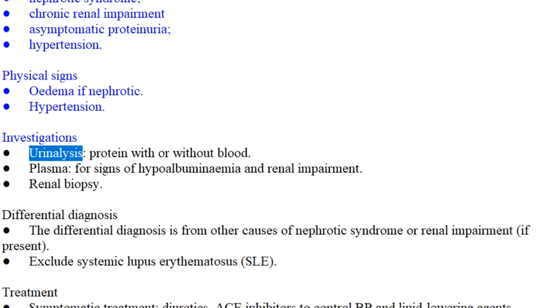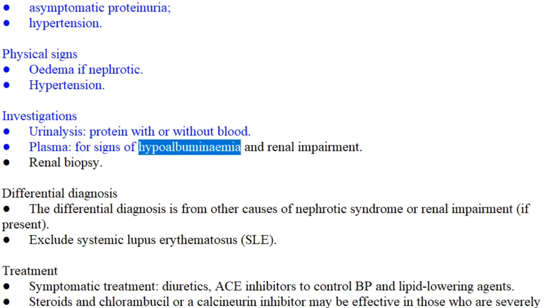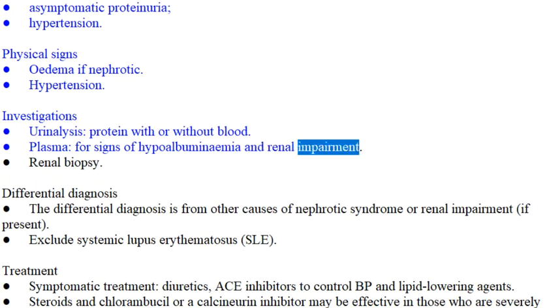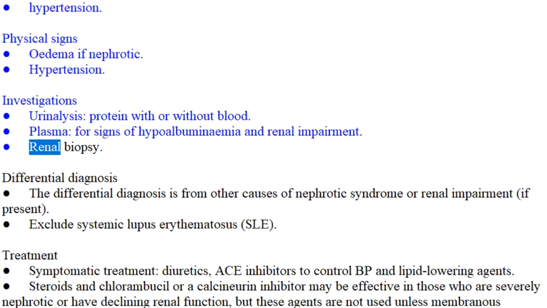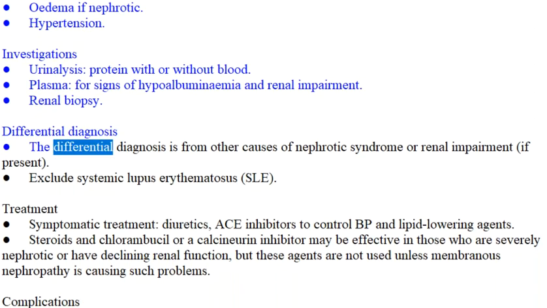Investigations. Urinalysis: protein with or without blood. Plasma, for signs of hypoalbuminemia and renal impairment. Renal biopsy. Differential diagnosis. The differential diagnosis is from other causes of nephrotic syndrome or renal impairment, if present.